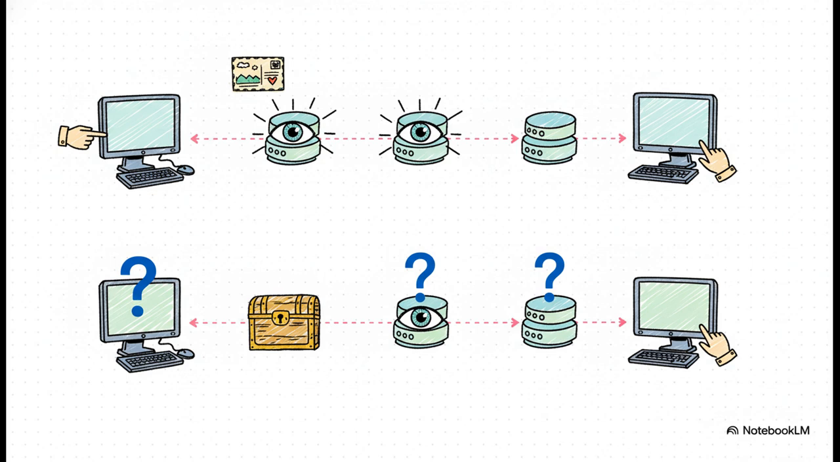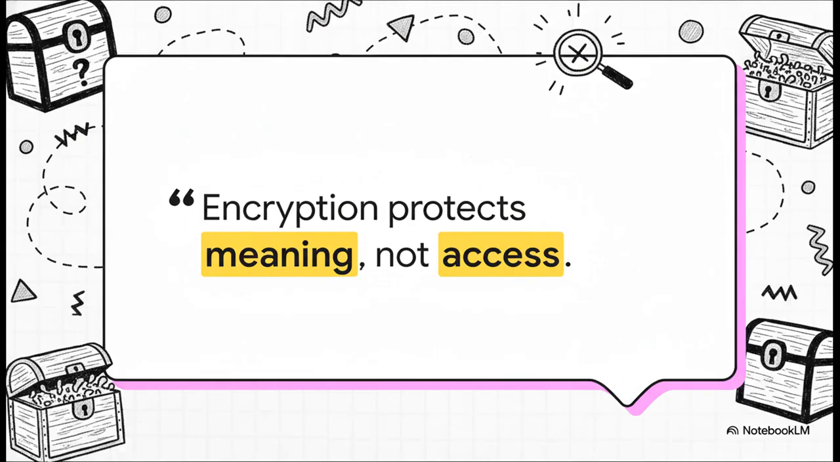But now look at the bottom. That's the locked box. The message is sealed up tight. Sure, the internet can see the box and where it's headed, but they have absolutely no clue what's inside. Only the person with the key can unlock it. Huge difference, right? And that brings us to such a critical idea.